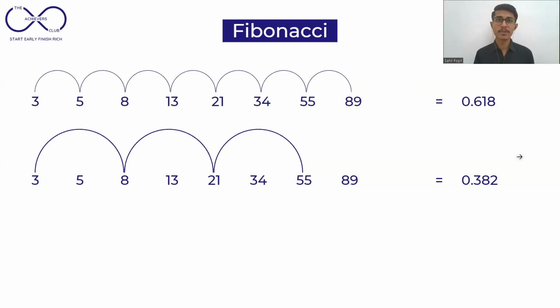And then at that point of time, we will get the quotient of 0.382. And if you add 0.618 and 0.382, that becomes 1. Right, that's the basic mathematics, but let's get back to the point.